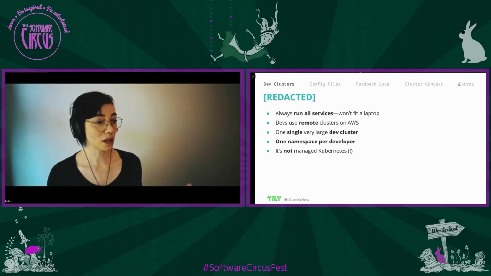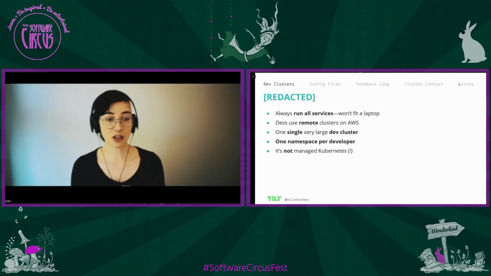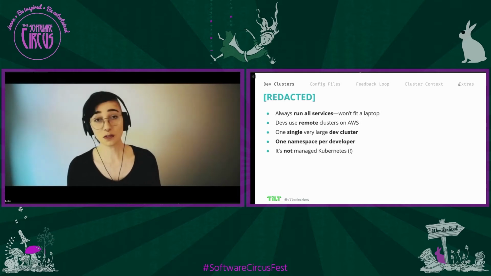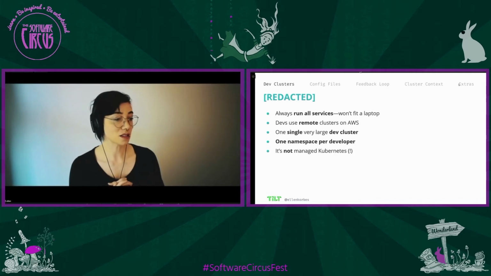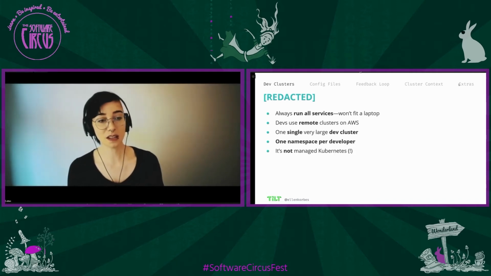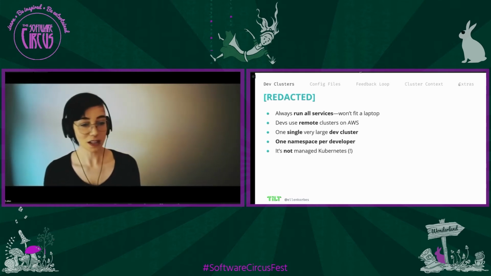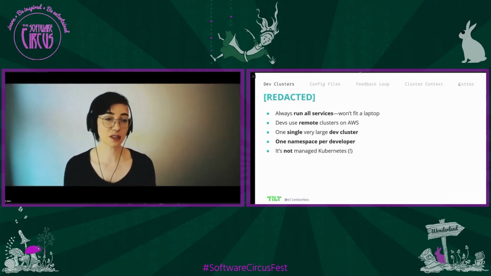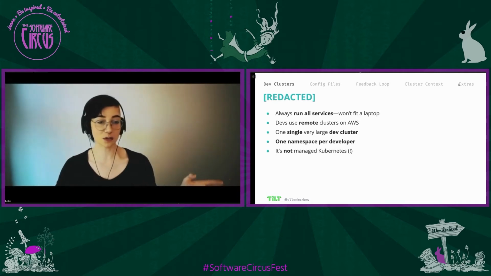Big company, what did they do? They always run all services. That's their workflow. And there's like 150 of them, so it won't fit a laptop. So their development cluster runs on AWS. They separate developers by namespaces, kind of. It's one very large development cluster. This is a question I get a lot. Should every developer get a cluster, or should we do one big cluster for everyone?